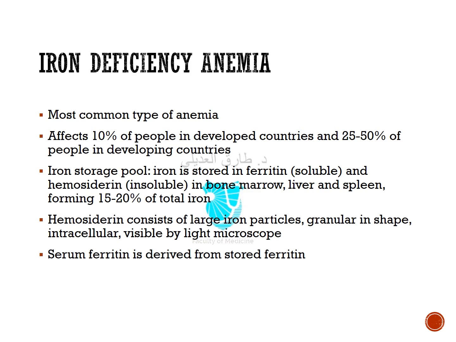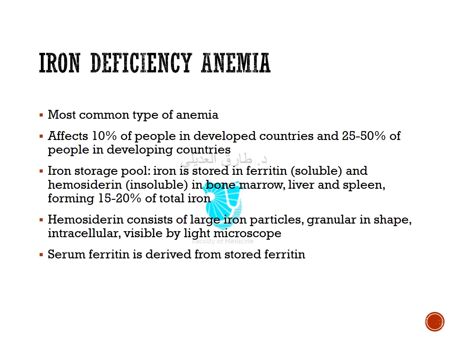Okay, then we have the storage, which is around 20%, and the remaining few percent, or much less, is present in the serum as transferrin. We are going to discuss it. It is carried by transferrin, around 1% of the total iron, and we also have some iron in the enzymes, in the skeletal muscle, in the brain, and some other cells in the body.